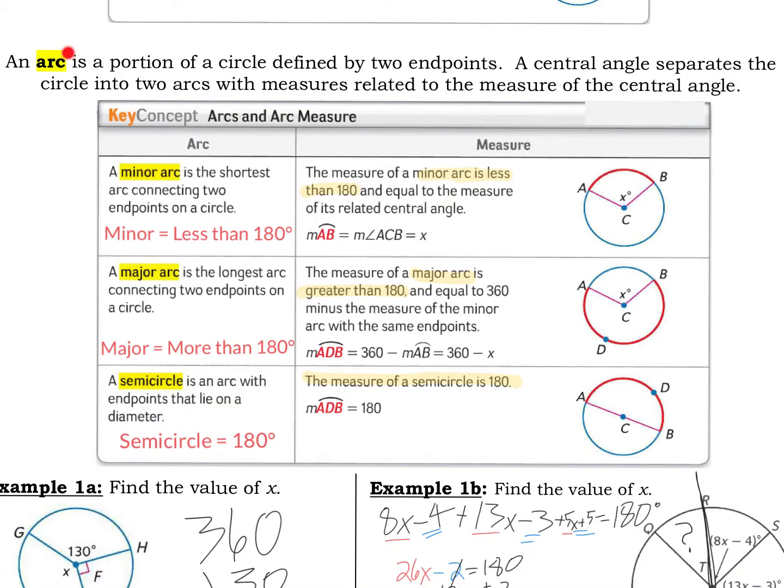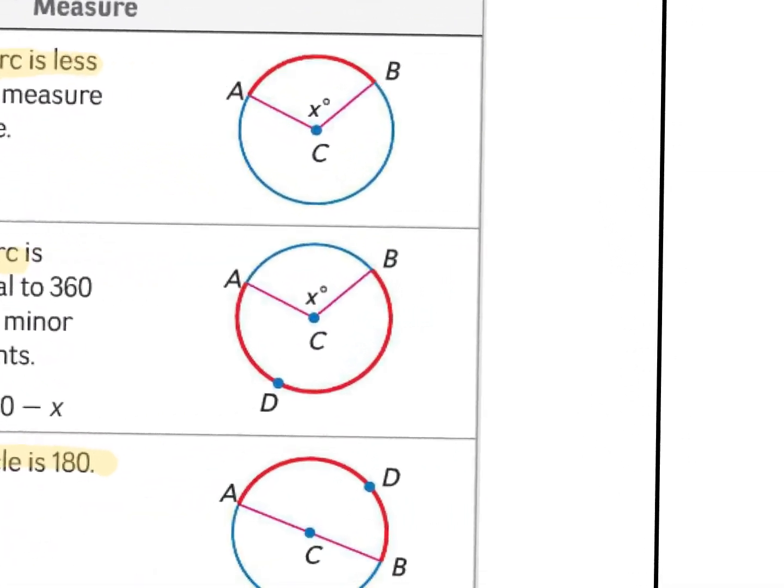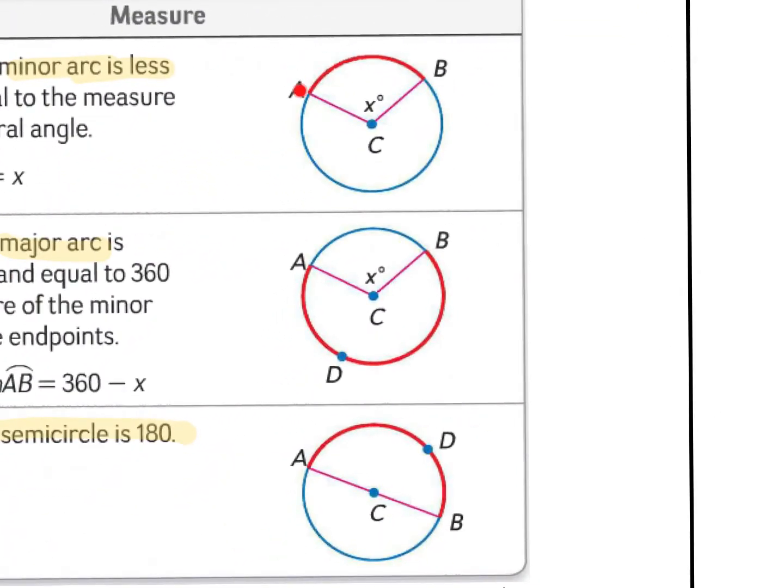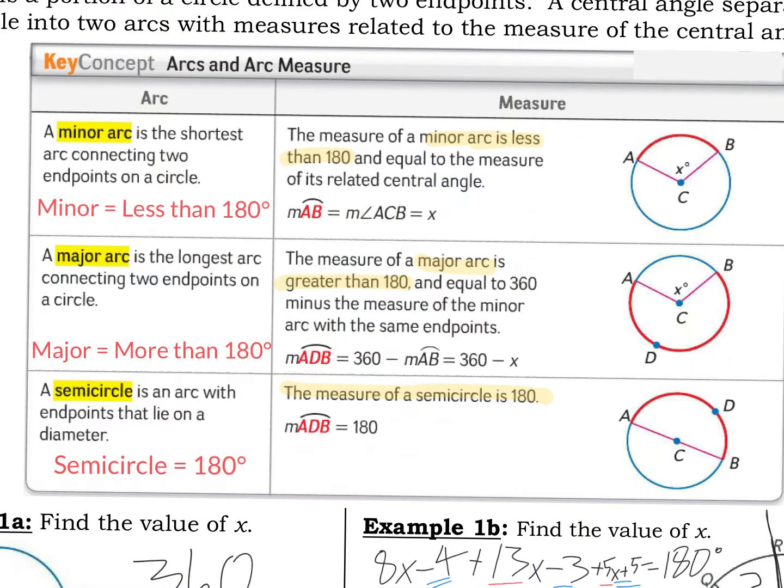Next, we got to talk about arcs. An arc is a portion of a circle defined by two endpoints. A central angle separates the circle into two arcs with measures related to the measure of the central angle. So if that sounded confusing, this would be arc AB, and this would be arc ADB. The arcs are like the outside of the circle, and the central angle is coming from inside the circle.